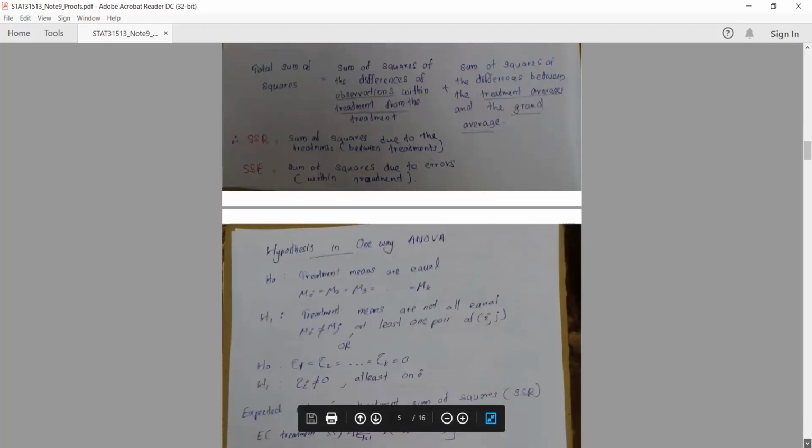So when we are going to construct the ANOVA table, what we have to do is first write down the hypothesis that we are going to test. Since we have two models in CRD, you can use whichever model is easy for you. If you are going to use the treatment mean model, the H naught is that all the treatments are equal. That is mu1, mu2, mu3 up to mu k.